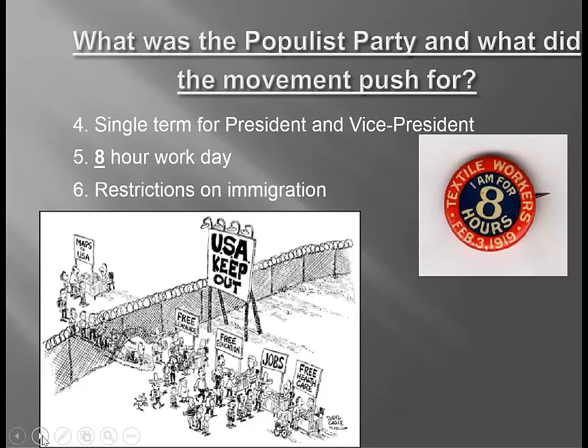Interesting, an 8-hour workday, which we do have. Typically, farmers worked from sunup to sundown. Restrictions on immigration.